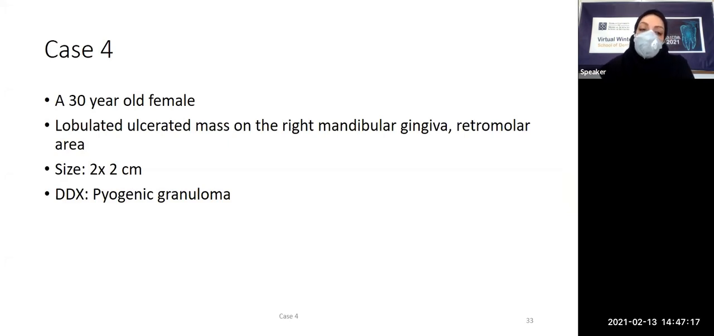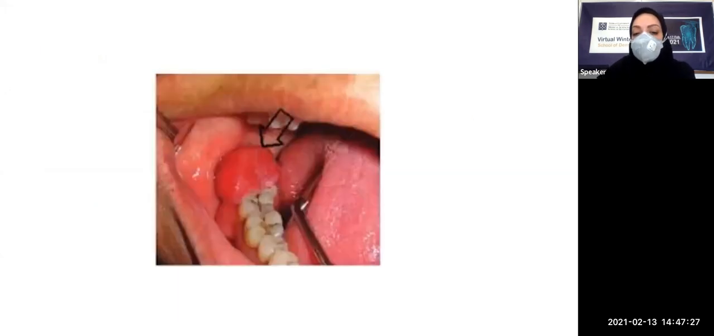So this is a case of a young lady who was referred to our clinic. As you can see here, she has a lobulated mass in her retromular area. The mass was lobulated, a little bit ulcerated, and the surgeon excised the lesion.